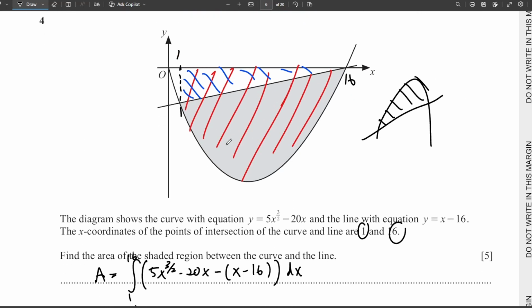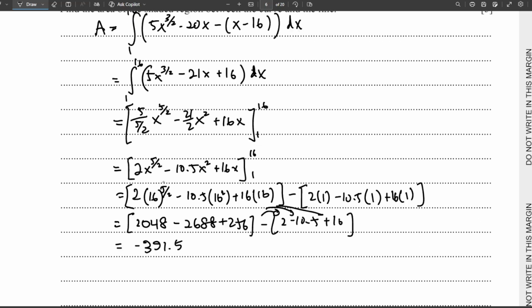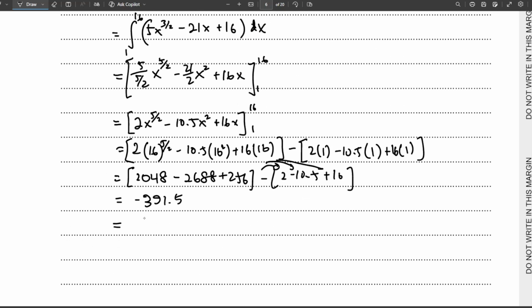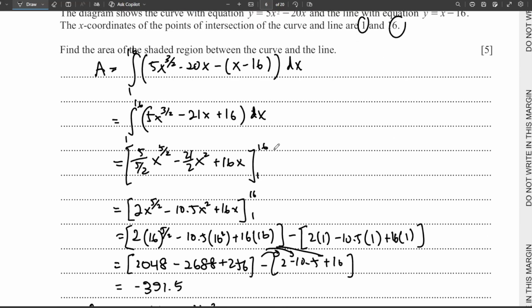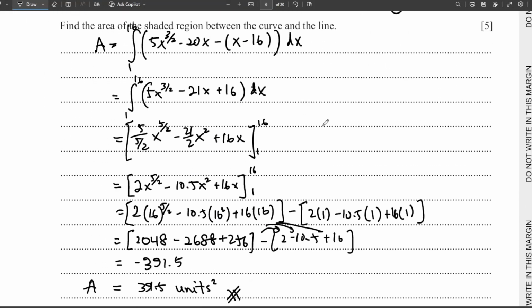So obviously, the bigger area minus the small area, I mean the small area minus the bigger area, you will get a negative answer. But no worries. The magnitude is correct. It's just that the sign is not correct. So you take the area to be 391.5 units squared. Right, so this will be your final answer. So again, the negative value is just because the integration is the other way around.